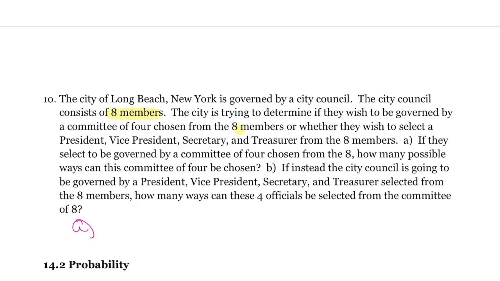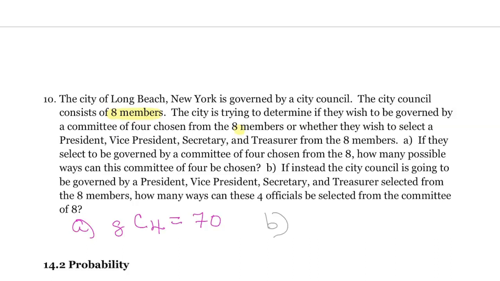if they select to be governed by a committee of 4 chosen from the 8, how many possible ways can this committee of 4 be chosen? So, order does not matter. So it's going to be 8 choose 4, and I'm getting 70 ways that can happen. So order does not matter. Now look at the second scenario.